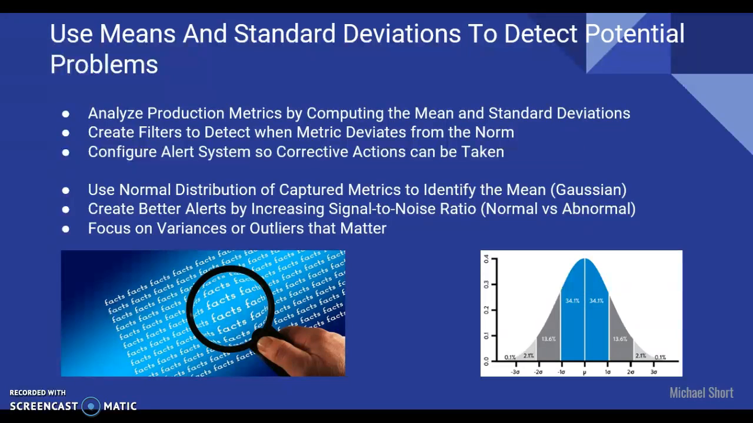One of the things it requires is a normal distribution of captured metrics to identify the mean. This will help you create better alerts to capture these issues rather than waiting until after the problem has already passed. It also allows you to focus on the variances and outliers that are most important. Sometimes data comes in and it doesn't look exactly right. When you have these metrics and alerts in place, you can focus on things that are really a problem because you have them lined up.